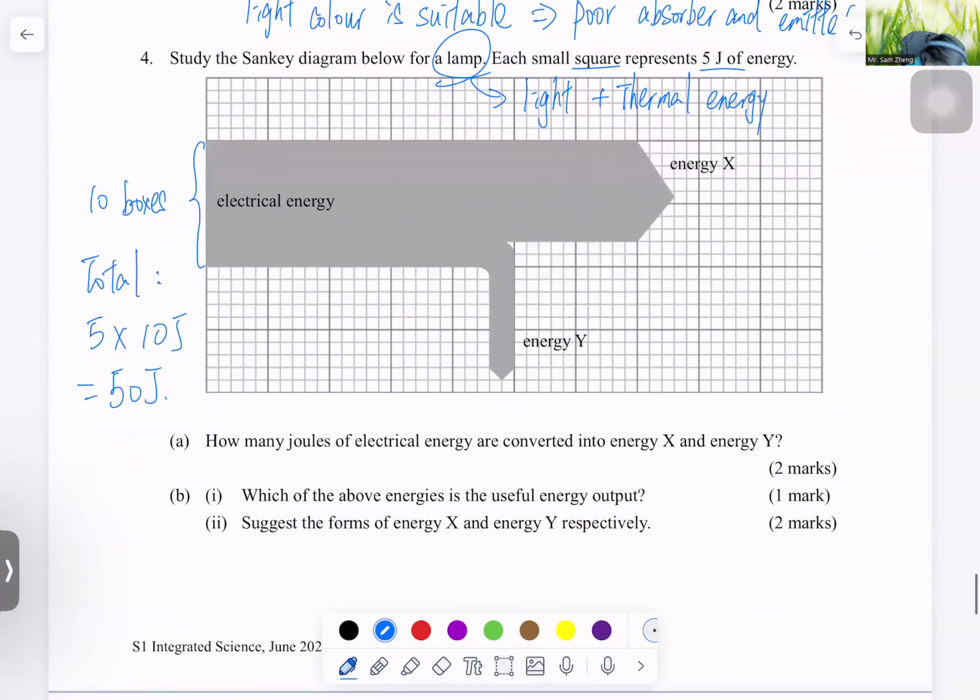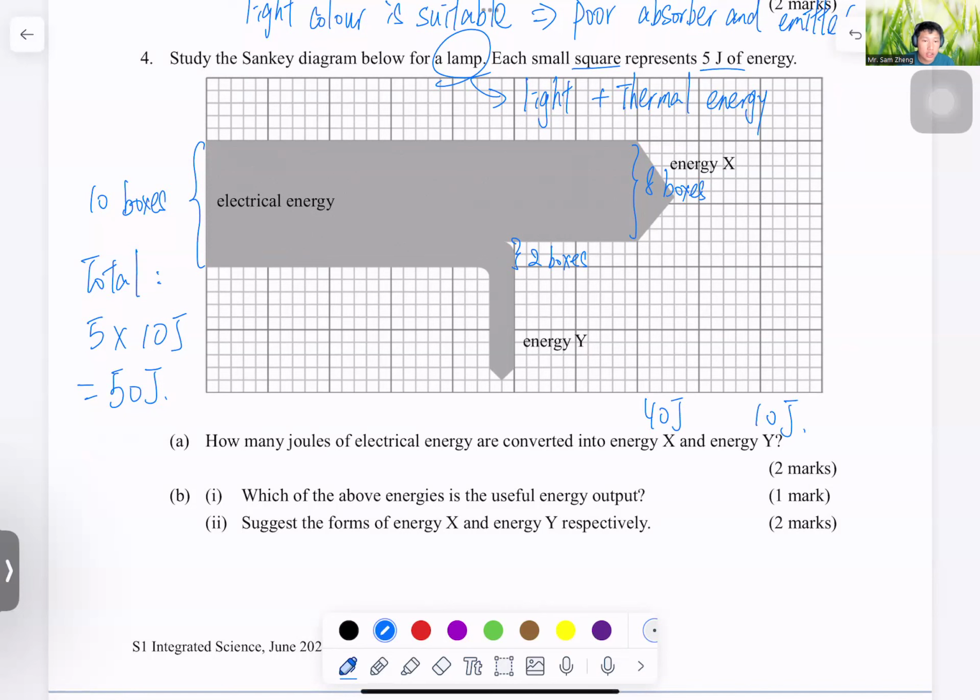Then for energy X, it consists of 8 boxes. This means that energy X will have 40 joule in total. While for energy Y, it only has 2 boxes. Then it would be 10 joule in total, because 2 boxes, 2 times 5, would be 10.